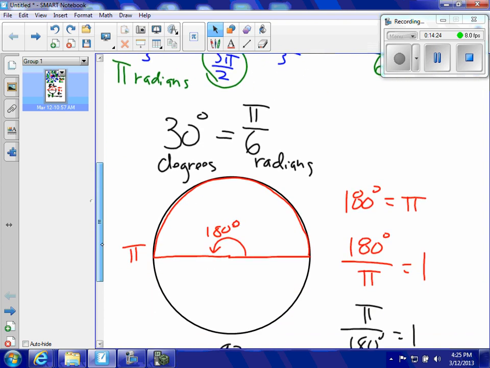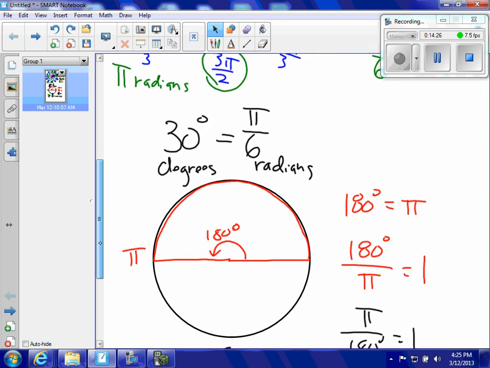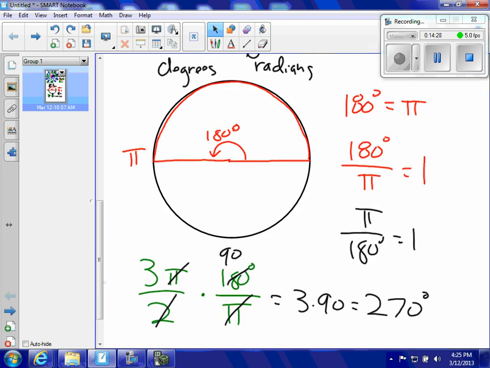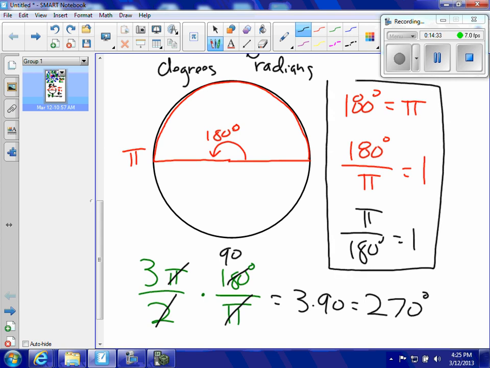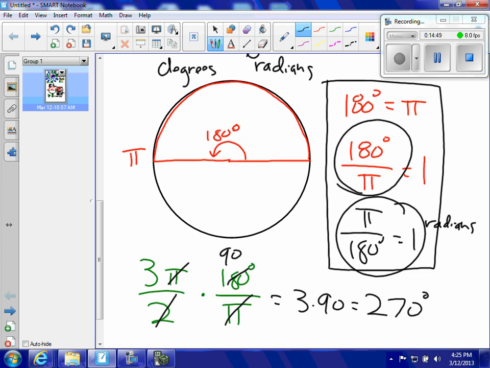So it's very easy to change from radians to degrees just by using this concept right here. When you're changing from degrees into radians, you make sure that you use this one, because you want the radians on the top. And when you want to go from radians to degrees, you use this one, because you want the degrees on top to be your final unit of measurement.